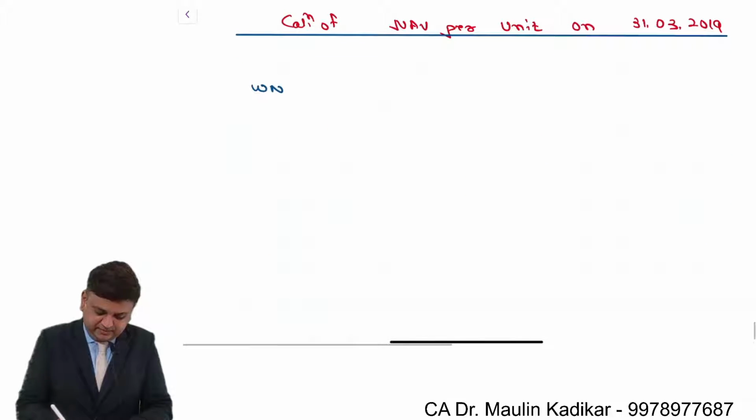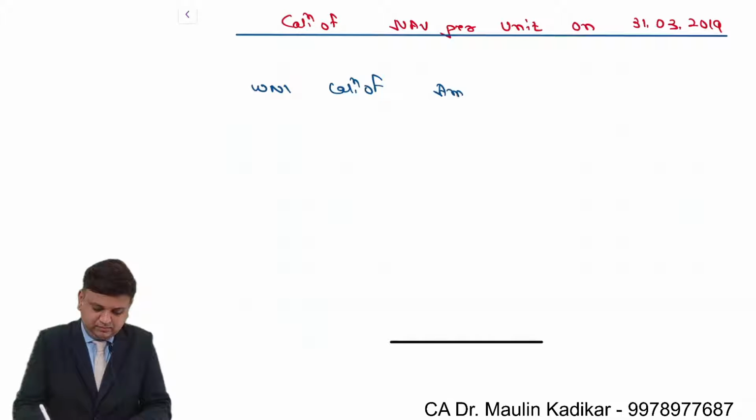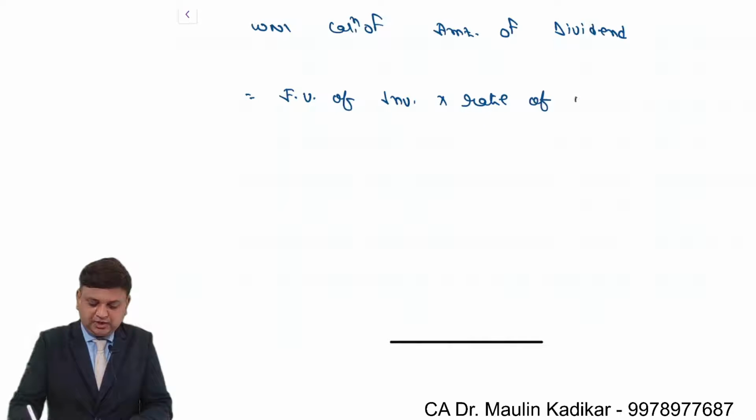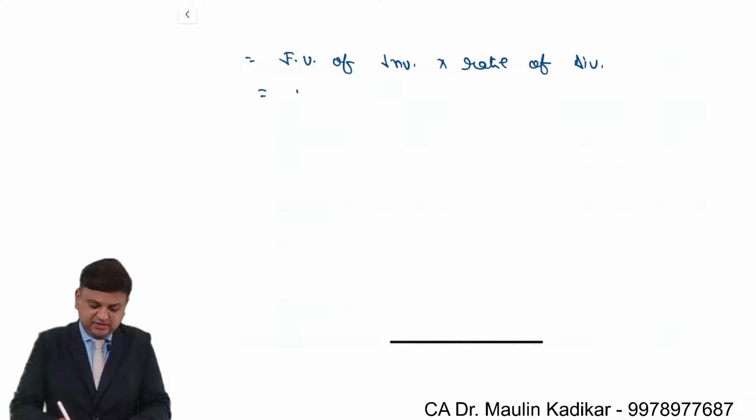Working note number 1, calculation of amount of dividend. It can be calculated as face value of investment into rate of dividend. Face value of the investment is 10,000 into 10, that is 1 lakh, into 10%.